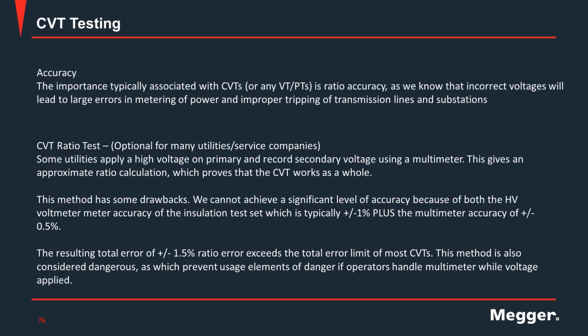So this method has some drawbacks, of course. We cannot achieve a significant level of accuracy because of the high voltage voltmeter accuracy of the insulation test set, which is typically plus or minus 1%, plus the multimeter accuracy of plus or minus 0.5%. So the resulting total error could be plus or minus 1.5%. So it's not accurate. The error exceeds the total error limit of most CVTs. This method is also considered dangerous, as there is an element of danger if the operator handles the multimeter while voltage is applied.